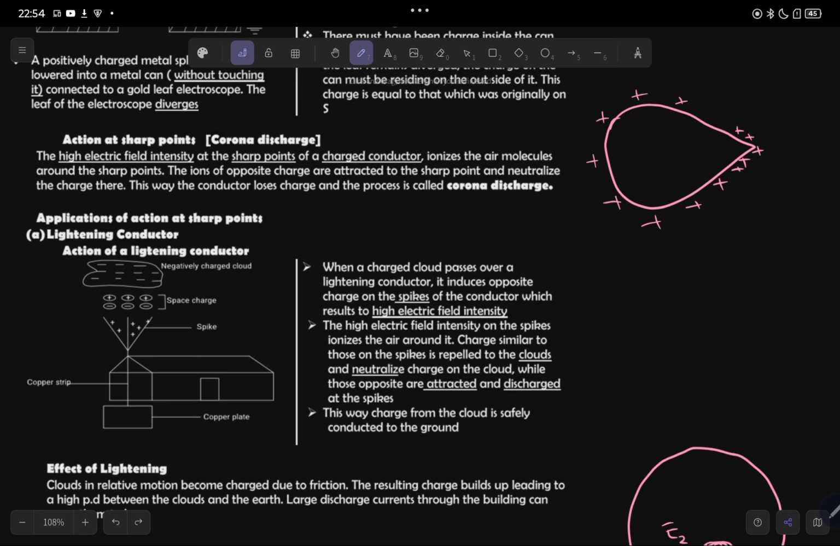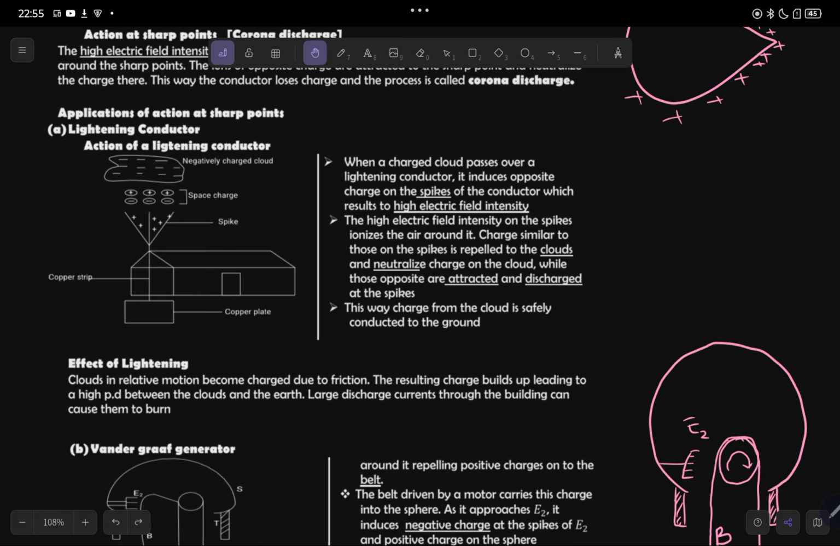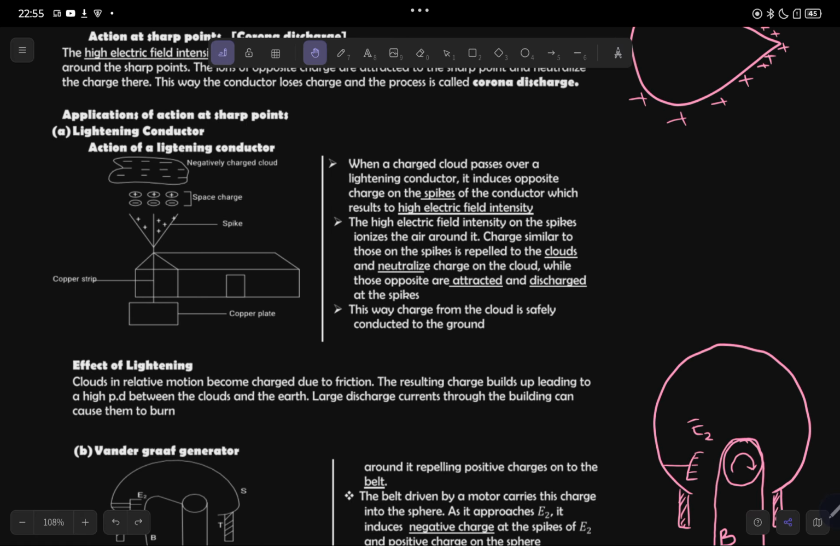Now, let's look at applications of action at sharp points, or applications of corona discharge. Application number one is the lightning conductor. The lightning conductor is a device that helps to protect tall buildings, boosters, and other tall installations from being destroyed by lightning. But before we discuss that, I would like us to discuss how lightning destroys a building.